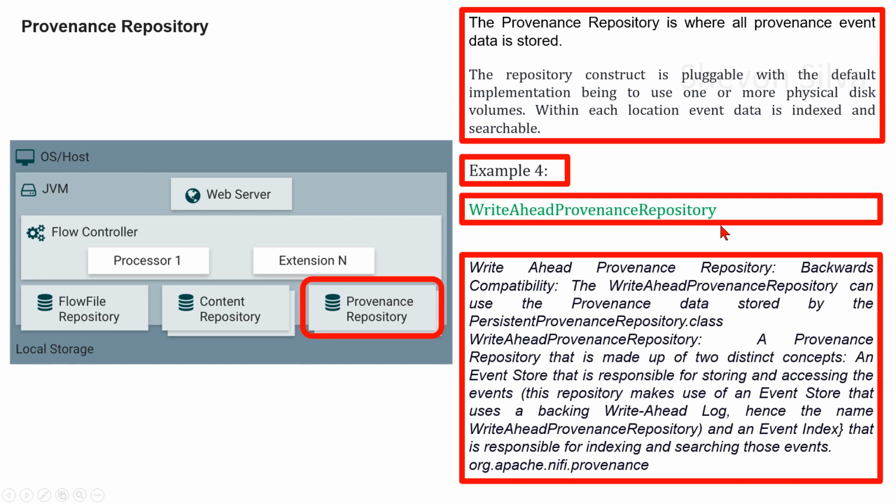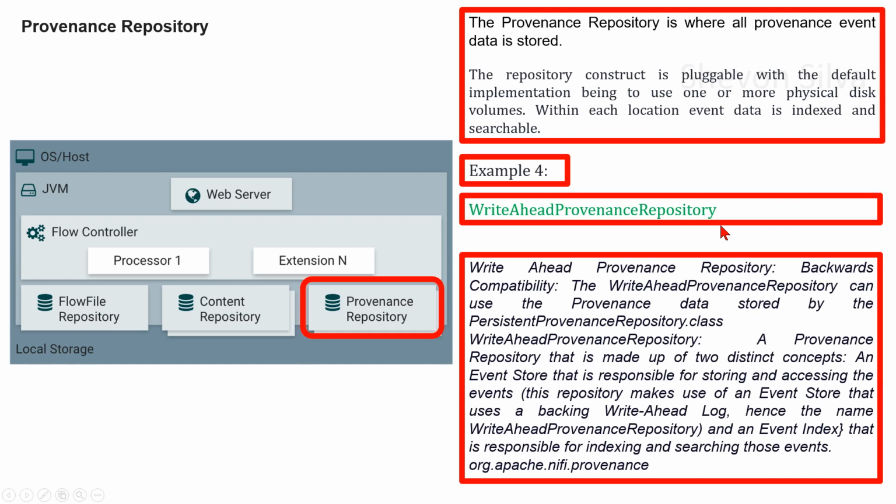org.apache.nifi.provenance. The write-ahead provenance repository can use the provenance data stored in the persistent provenance repository. However, the persistent provenance repository may not be able to read the data written by the write-ahead provenance repository. Therefore, once the provenance repository is changed to use write-ahead provenance repository, it cannot be changed back to the persistent provenance repository without first deleting the data in the provenance repository.